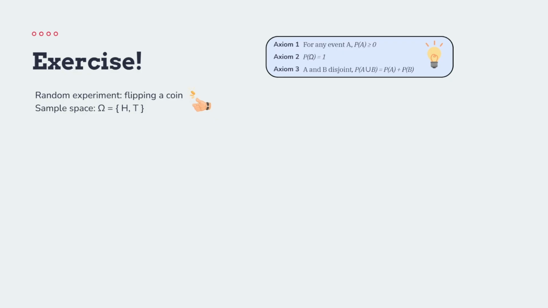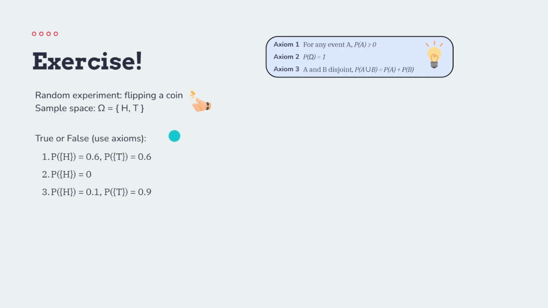I've got a few exercises coming your way. Our random experiment is flipping a coin, which you are used to by now, with the sample space of heads and tails. Now your task is to assign true or false to the following statements using the axioms that I've provided here. Take the time to pause and try it yourself. Let's go to the first statement.